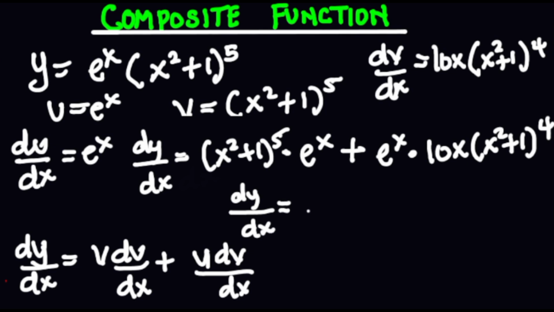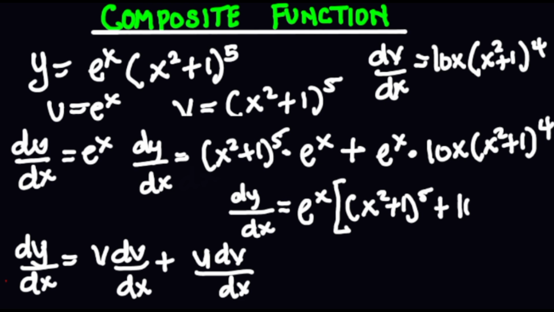Then in that case, if I simplify, my dy by dx is going to be equal to, you can factorize exponential x actually. Exponential x, open a big bracket here. We're going to have x squared plus 1 all raised to the power of 5, then we're going to have plus 10x, open bracket x squared plus 1 all raised to the power of 4. Then you can now close it with the bracket. So this is going to be the answer. It's very, very simple, right?